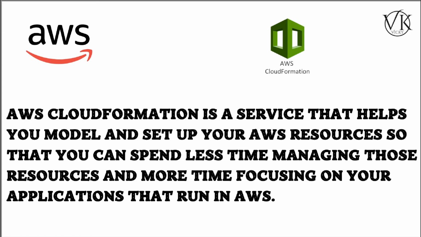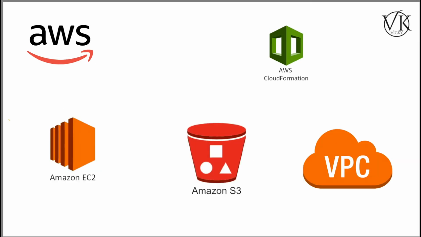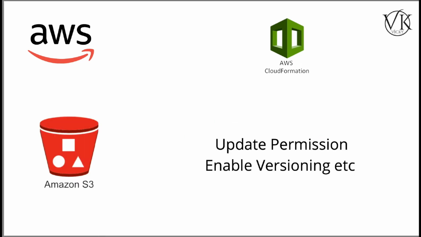Let's suppose you have created a couple of resources in AWS. Either it could be an EC2 machine or an Amazon S3 bucket or a VPC. Once you have created all those resources, in the future you have a requirement to update those resources as well. If I talk about the S3 bucket, you need to update the permissions of the S3 bucket, you need to enable or disable versioning, or some kind of configuration changes you need to do later on in your S3 bucket.